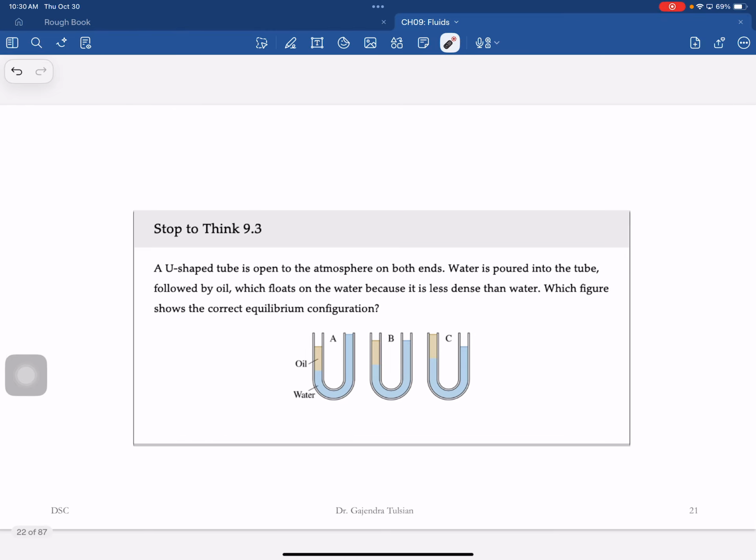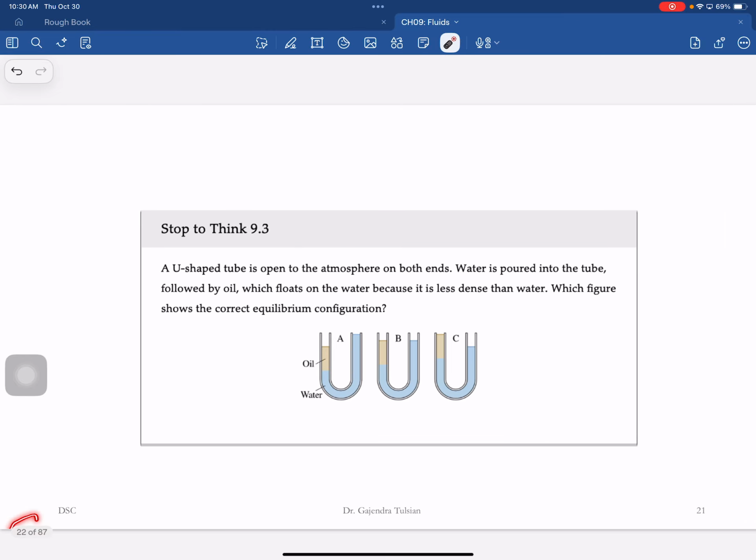All right, I'm going to get up to slide 29. Okay. All right, so in this question, which is possible? Oil is less dense than water. And in a liquid, if you're at a depth H, the pressure is rho G H, where H is the height of the liquid. So lower the density, lower the pressure.